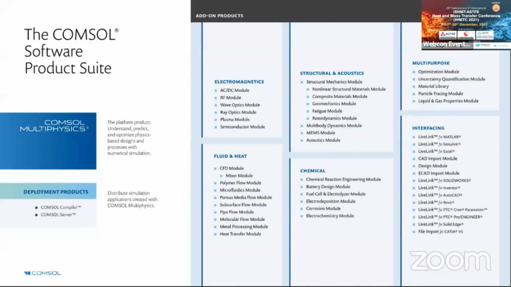So when we say Comsol Multiphysics, we also refer to a set of specialized modules on different fields. As you can see on this slide, there are several modules. Most of them are related to different physics: electromagnetic, structural mechanics, fluid and heat. That's what we will mostly discuss today, but also chemical. We have a few multi-purpose modules like the optimization module and interfacing modules to interface, as the name says, Comsol Multiphysics with different software.